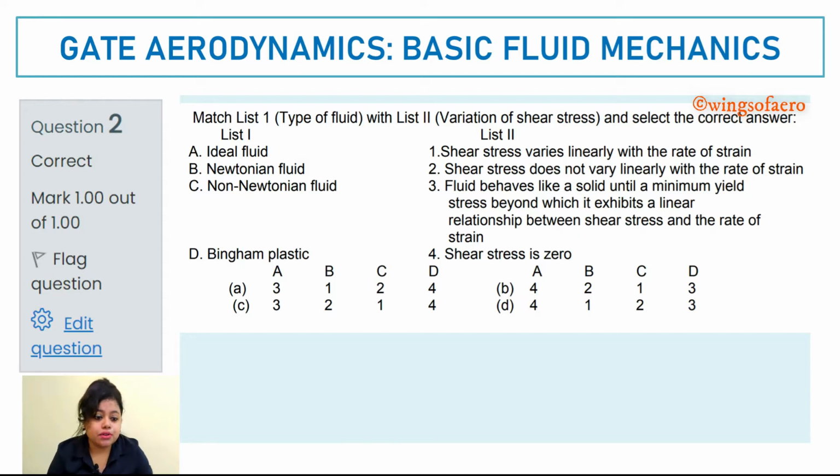So first you look into what A and D represent. The first one they have asked is an ideal fluid. Ideal fluid, you know, is where the shear stress is 0. So A represents 4. So if you look in the options, either the option is B or D. So Newtonian fluid, just look into the options. In list 2, the shear stress varies linearly with the rate of strain. So that represents the Newtonian fluid. So you can say B tends to 1. So when you see B tends to 1, option D satisfies all the right options. So likewise you can save your time.